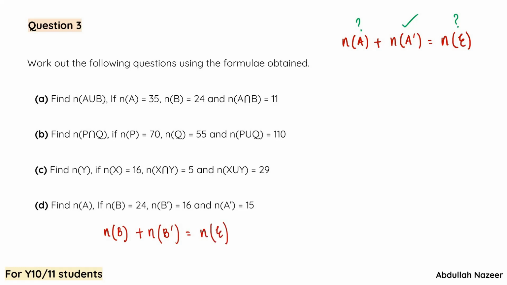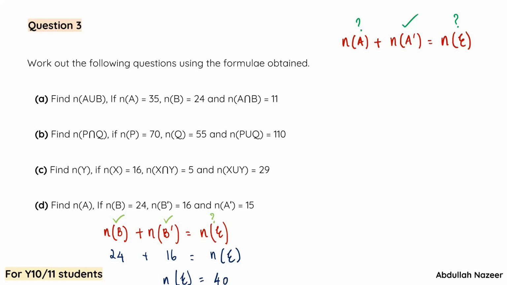So let's go ahead and plug in the values. If we consider this formula, we see that n(B) is given, n(B complement) is given. The only unknown is n(universal set). And since there is only one unknown, we can solve this equation. So n(B) is 24, n(B complement) is 16, equals n(universal set). So therefore n(universal set) is just 24 plus 16, which is 40.